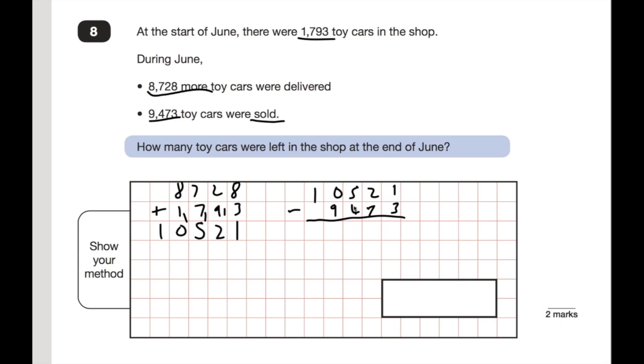Okay, starting with the units. 1 take away 3, we can't do that without getting a negative number, so we're going to have to borrow. 11 take away 3 is 8. 1 take away 7, again I can't do that, so I'm going to have to borrow. That becomes 4, and that's now 11. 11 take away 7 is 4. 4 take away 4 is nothing. 0 take away 9 I can't do, but I can do 10 take away 9. The answer is 1. So this is the number of cars that we had left after we'd sold our 9,473 cars, so we're left with 1,048 cars.